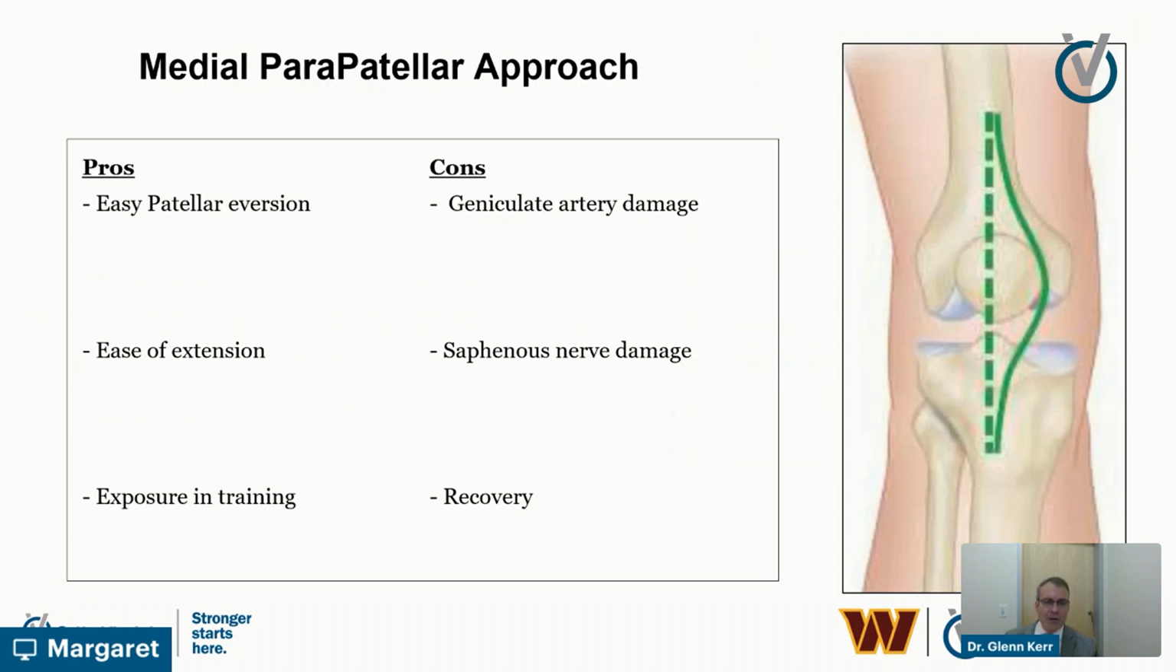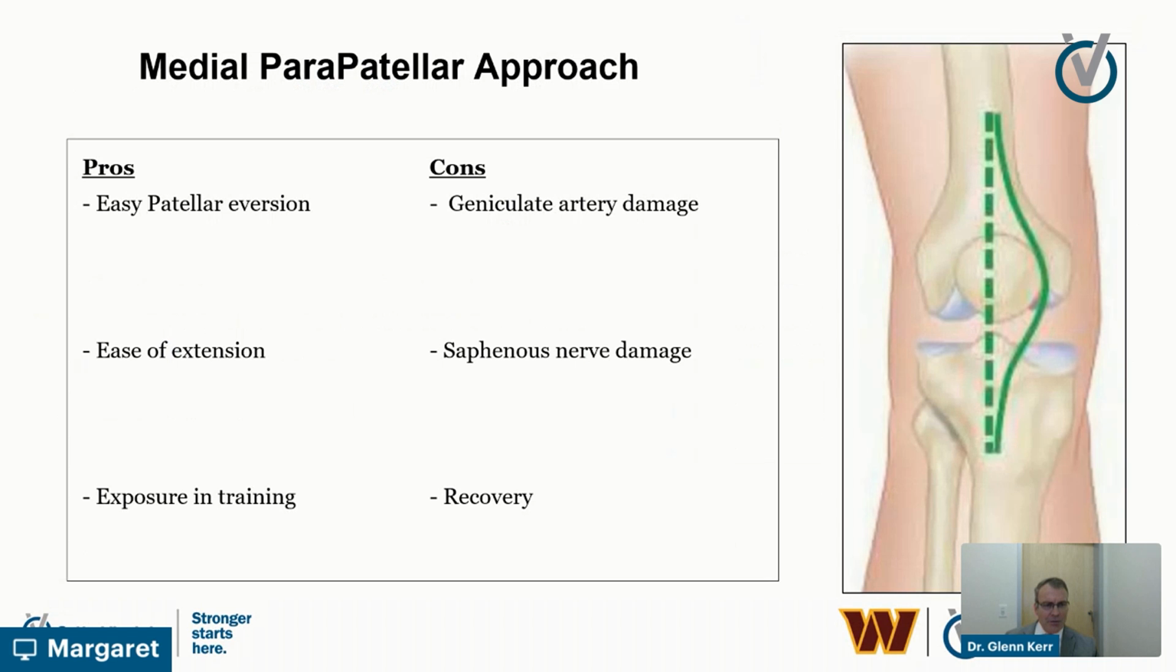There's an ability to extend the approach, and this is particularly important when it comes to revision surgery. And then there's the exposure and training: almost all residents that have been trained in hip and knee replacement will be exposed to this approach. I think some are exposed to other approaches such as the midvastus and subvastus that we'll talk about.